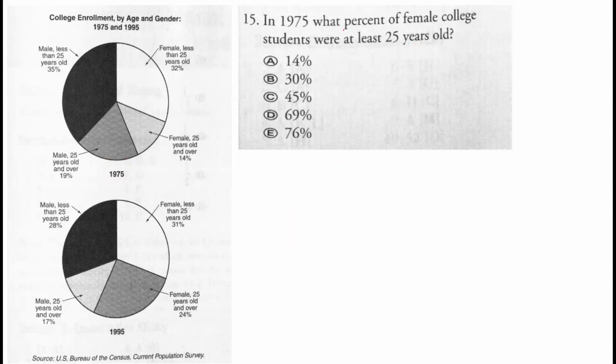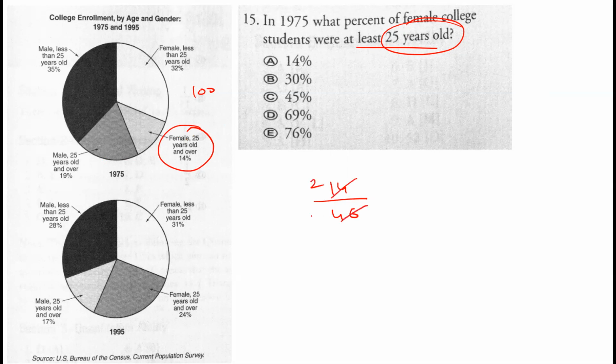And in 1975, what percent of female college students were at least 25 years old? So the total number of females were 46. Let's suppose there were 100 females. So 46 equals the total number of females. And how many were at least 25? That means 25 or more, that is 14. So 14 over 46.